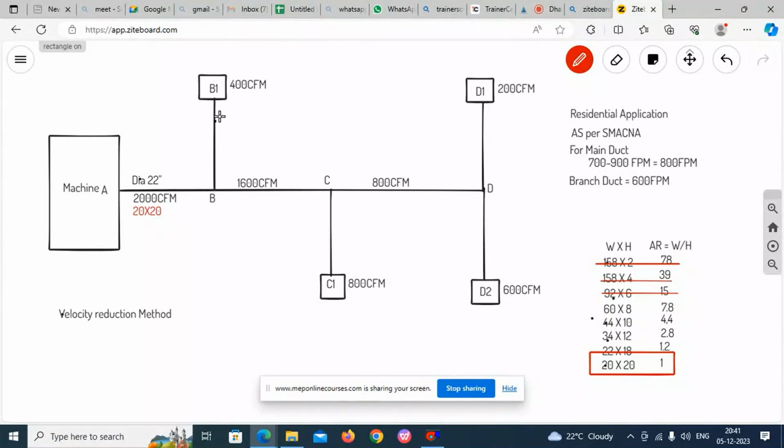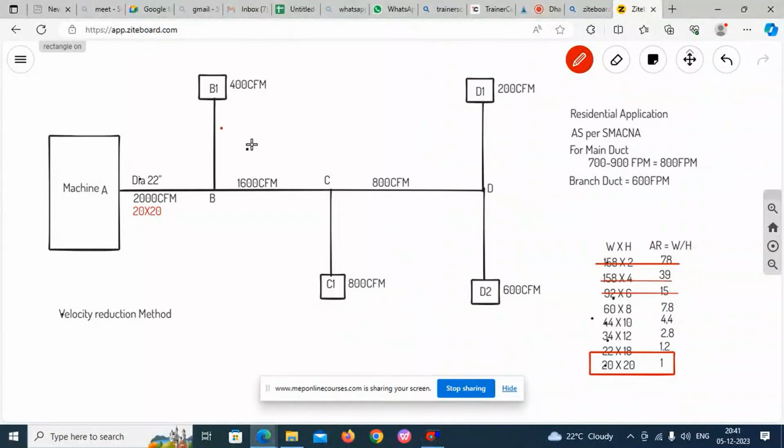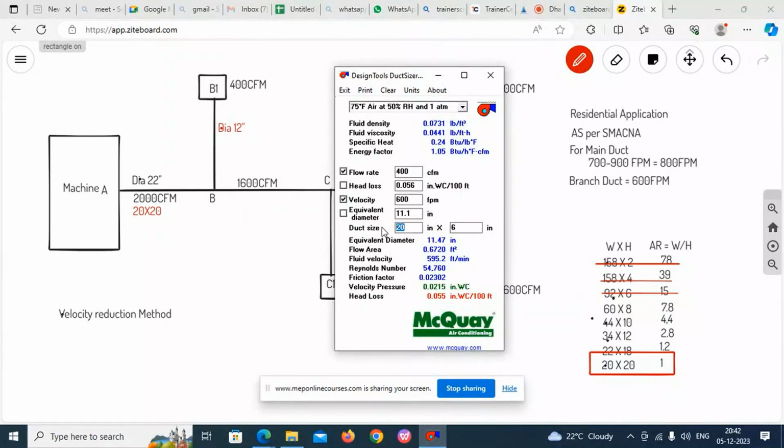Next, B2B1, 400, branch duct. So I'll directly come to the branch duct. 400 is the CFM and 600 is the FPM. Change the 600, so that round duct 11.1 you will get. So you go with dia 12 inch here. Dia 12 inch.